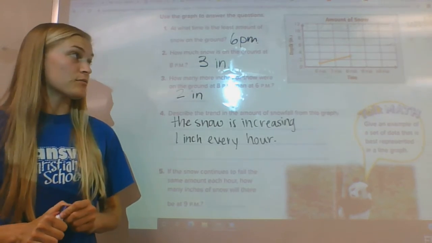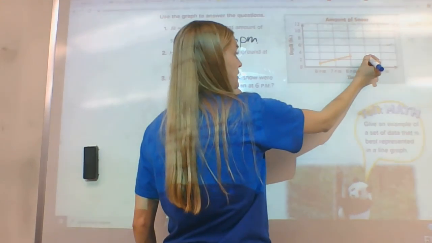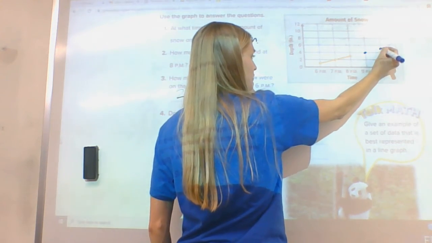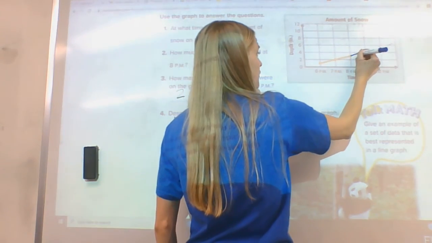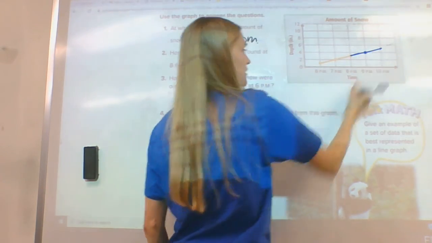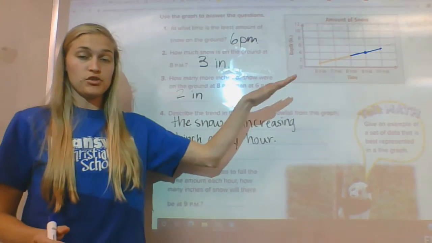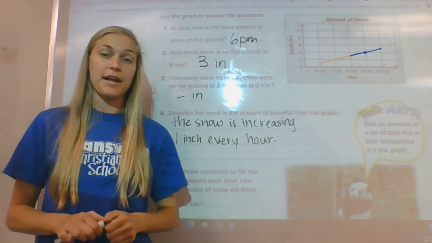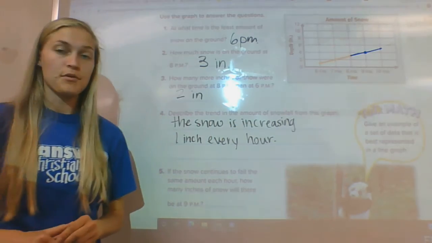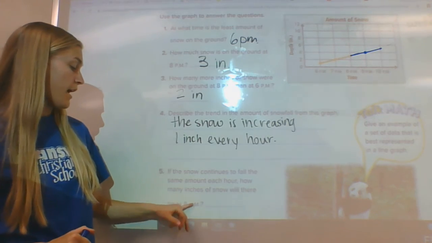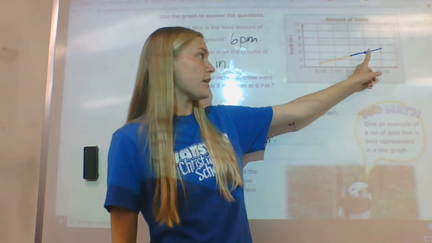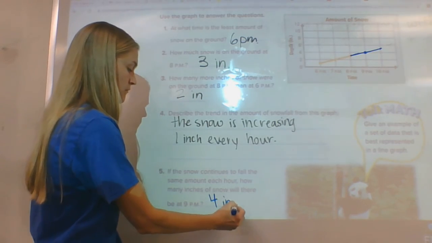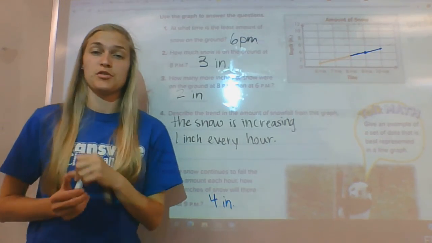same ratio. So 1 more hour passes, 1 more inch of snow. 1 more hour passes, 1 more inch of snow. If that continues, that pattern, that line is going to stay straight. It's not going to go down or up, increase at a different rate. It's going to stay straight if it's increasing at the same rate. So at 9 p.m., if it's increasing at that same rate, it's up to 4 inches. All right, you have some similar problems to work through.